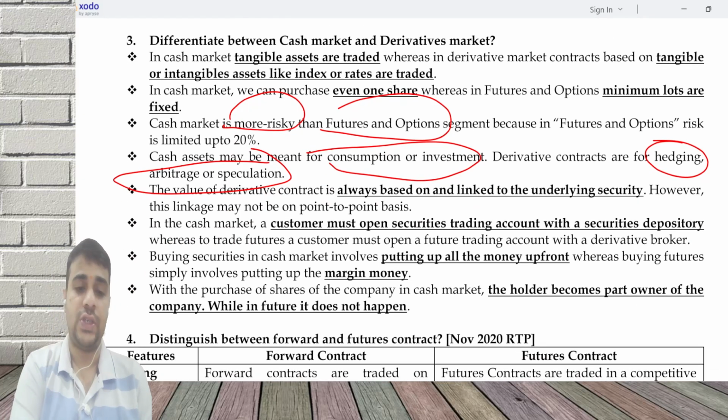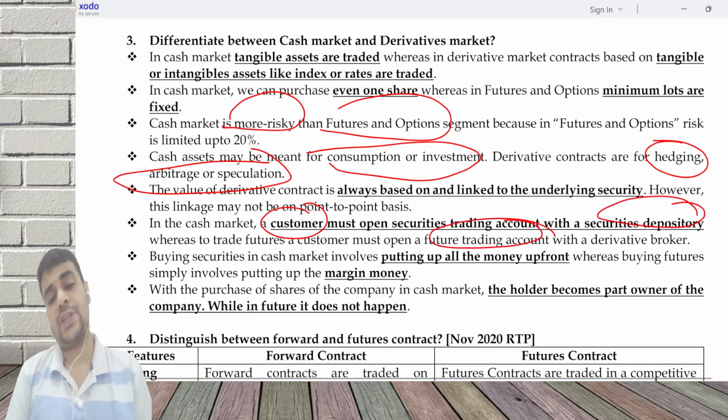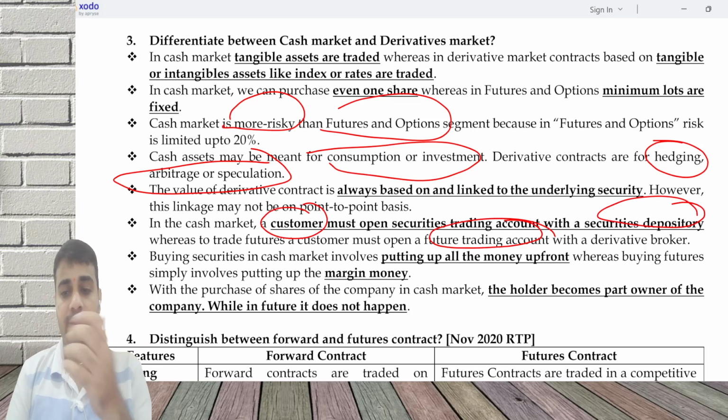This is more of a procedural thing. In the cash market, the customer will have to open a securities account with a depository. Here you will have to open a futures trading account. In cash market, you put all the money upfront. In futures, you do not put all the money upfront. With the purchase, you become a part owner of the company. Because you're a part owner, you're eligible to get dividend income. You can do voting. All that comes in.